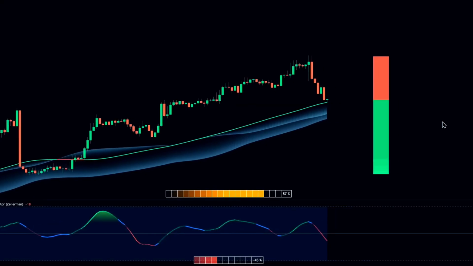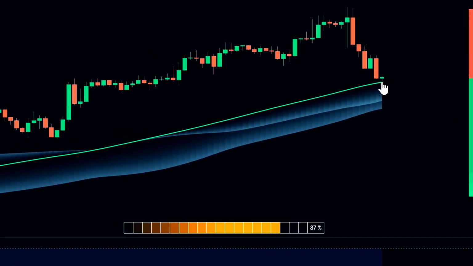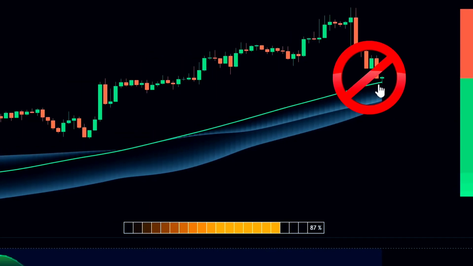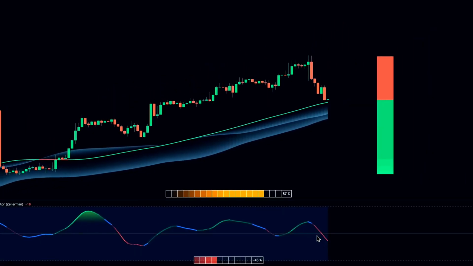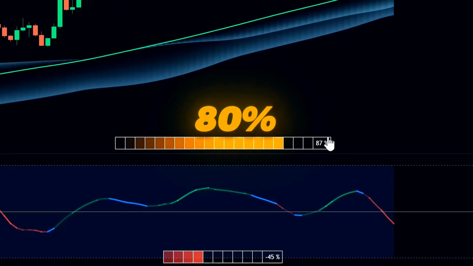For a long trade, ensure the market is bullish. 1. Look for a green trend ribbon with the price trading above it. 2. Confirm the trend range is mostly green, showing a bullish market over the last 100 bars. 3. Spot a pullback where the price touches the ribbon with a wick, no closing below it. 4. Check the oscillator. It should be below the 0 line during the pullback. 5. Confirm the trend strength gauge is at least 80%.